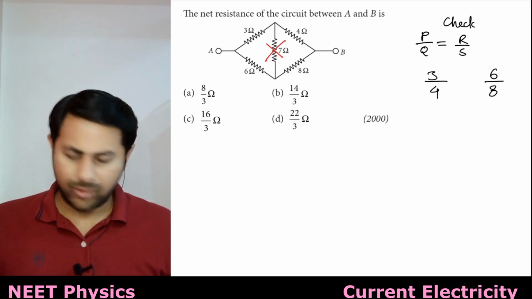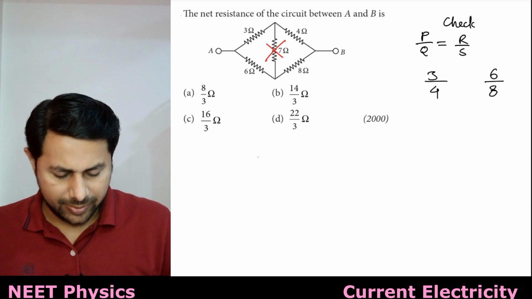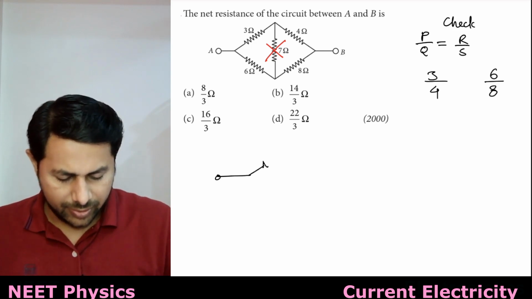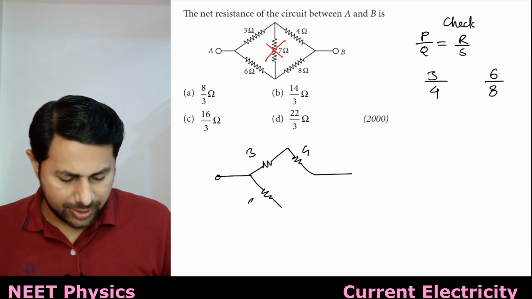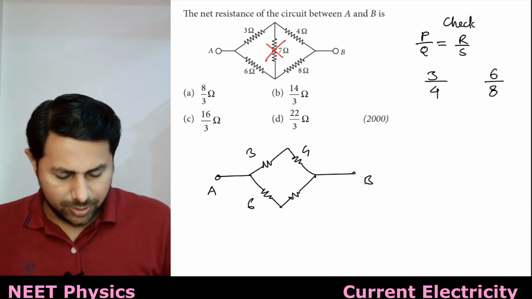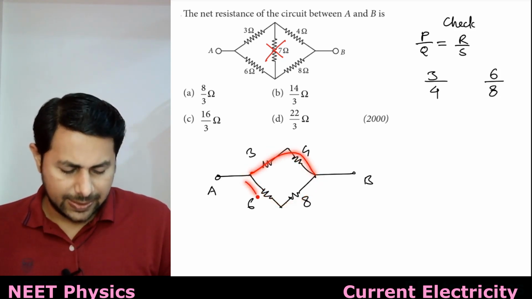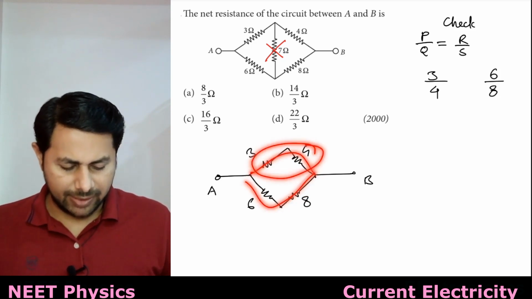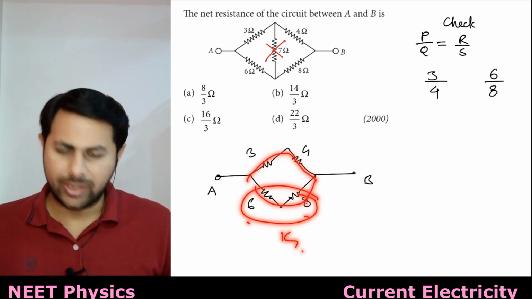So therefore, you can neglect that branch, and then what remains is a simple circuit. So this is A, you have 3 volt, 3 ohm, then you have 4 ohm. So this is 3, 4, right? And what is this thing? This is 6 and 8. So you have 3 and 4 in series and 6 and 8 in series, but this and this in parallel. What is this thing? This is 7. What is this thing? 8 plus 6 is 14. So you have 7 and 14 in parallel.